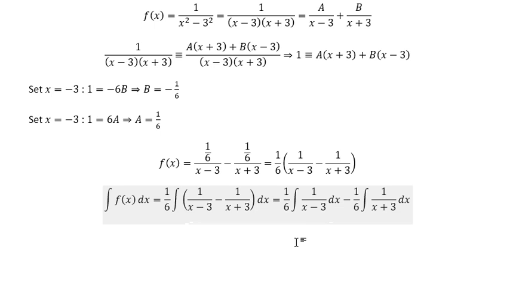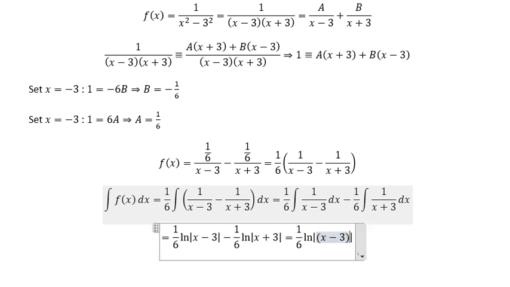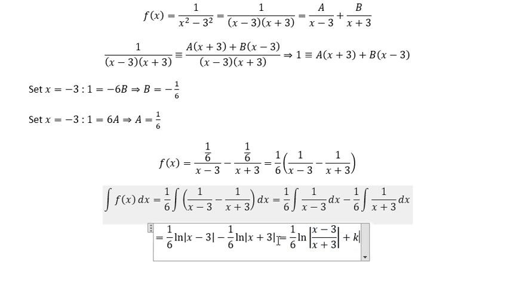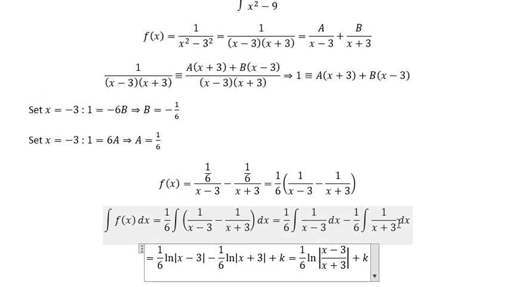So the same thing we will do over here. We get 1/6 the ln of the absolute value of x minus 3, then minus 1/6 the ln of the absolute value of x plus 3. Now we use indices, and 1/6 is common. We get the ln of the absolute value of x minus 3 divided by x plus 3. Voila, then we add our constant of integration, because an indefinite integral does not have limits. So if you understand, tell me in the comment section.